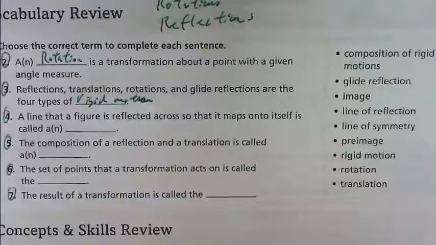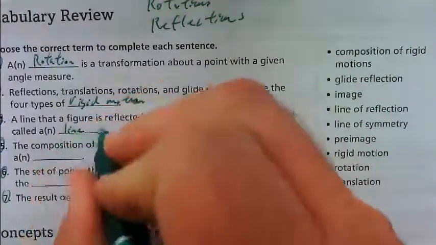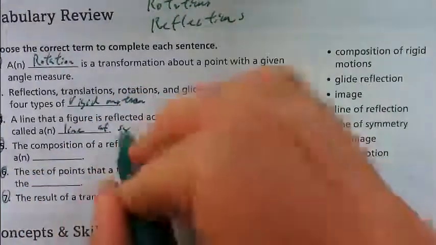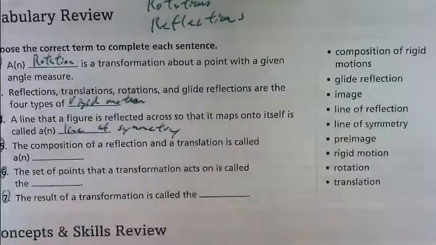On number 4, a line that a figure is reflected across so that it maps onto itself is called a... So that one was kind of tricky. And line of reflection was there as a choice to kind of throw you off. It is line of symmetry. So the key word there is that the figure is mapped onto itself. Again, if you see the words mapped onto itself, that is specifically talking about symmetry. All right? So if a figure is mapped onto itself through a transformation, it is symmetry.